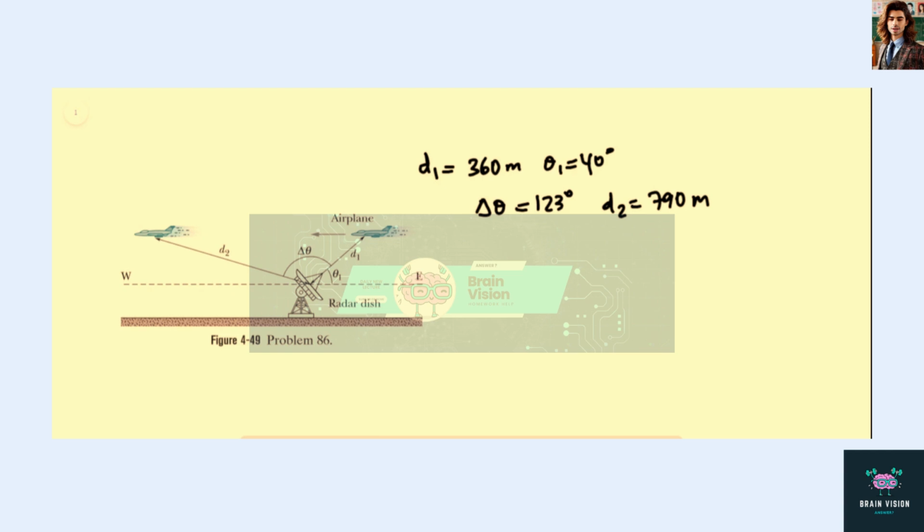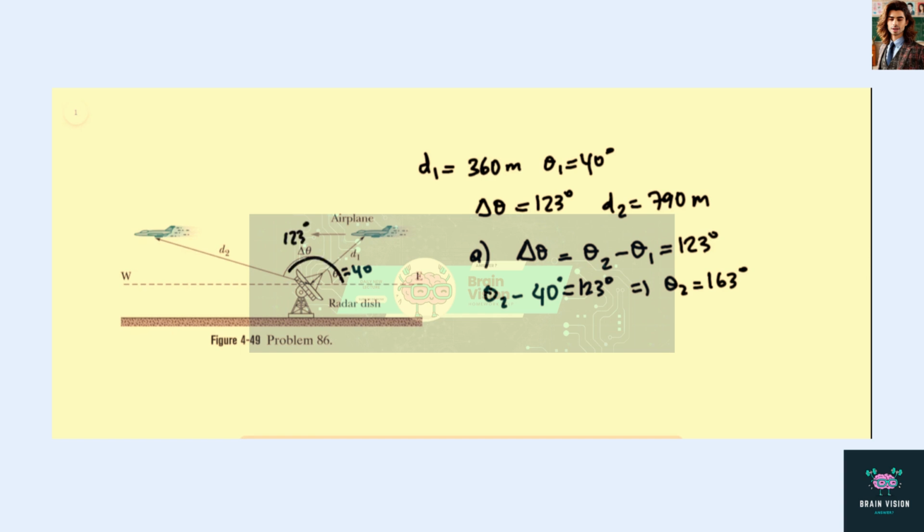This is a pretty straightforward question, right? So in part A, we're asked the magnitude of it. So let's start with just what this delta theta means. Delta theta means theta 2 minus theta 1, which is 123 degrees. Theta 2 minus theta 1, which is 40 degrees, equals 123 degrees, which means theta 2, with respect to the x-axis, is 163 degrees, as you can see from the figure. Also, this is 40, this displacement is 123. Then it's going to be the addition of the two, right?